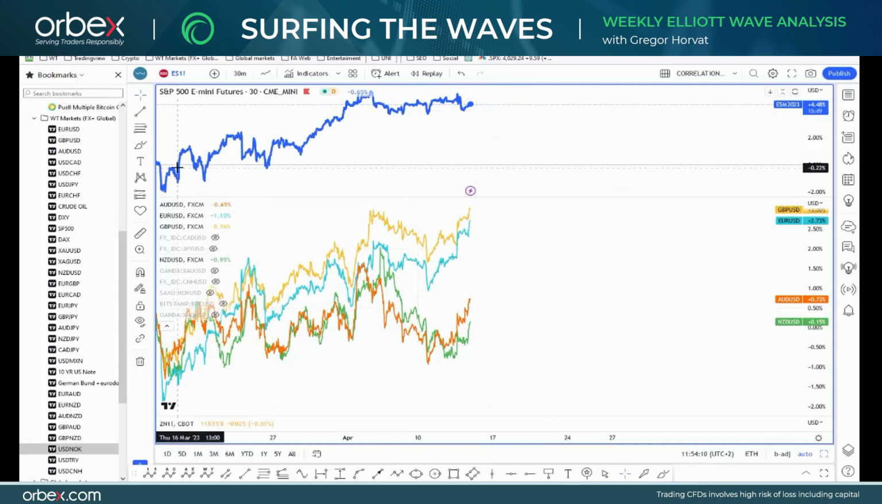So at the top we have the S&P 500, which, as you can see here, from mid-March is up almost 4.5%. Here at the bottom we have some of the currencies versus the US dollar. In particular, we have Cable and Euro on the top trading versus the US dollar, and then you have Aussie and Kiwi trading much lower.